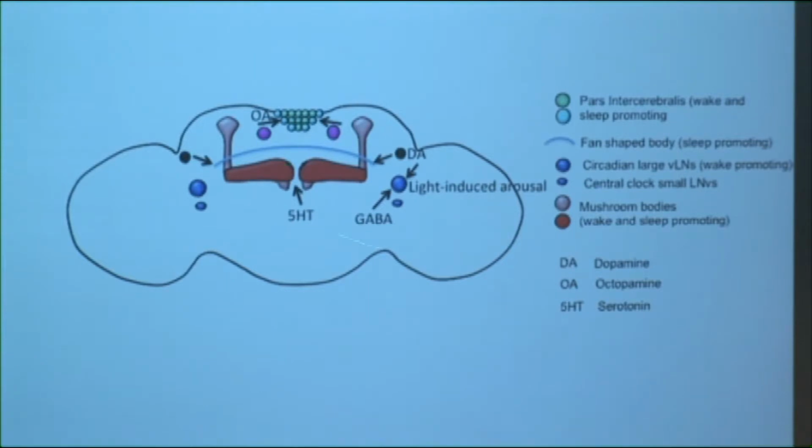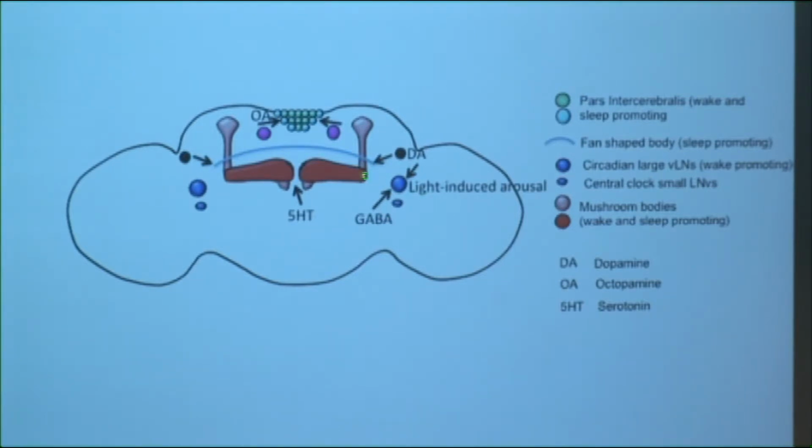Now, the circadian clock neurons are kind of interesting. The small ventrolateral neurons shown here, the little blue ones, they are these central clock neurons, and they're absolutely essential to maintain a rhythm in the absence of environmental cues. So they really drive the rhythm.